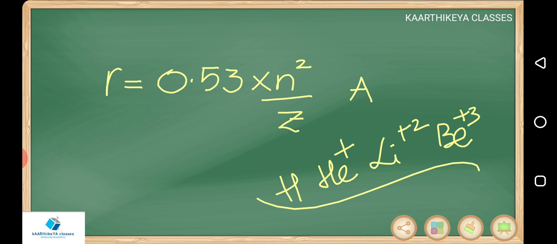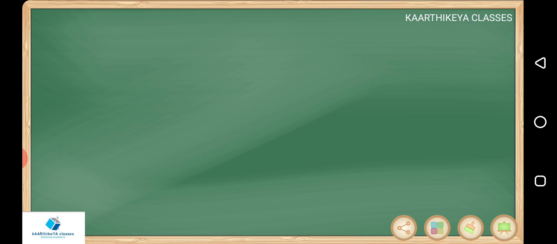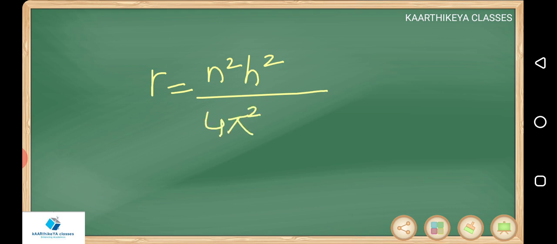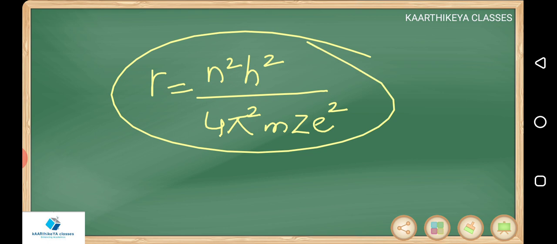If you want the exact expression, I will give you now: r is equal to n square h square by 4 pi square m Z e square. Some books will give you k also, m k Z e square. K is called the permittivity constant whose value is 1, that's why we are not writing it here. r is equal to n square h square by 4 pi square m k Z e square, or m Z e square. This is our radius expression: r is equal to n square h square by 4 pi square m Z e square.